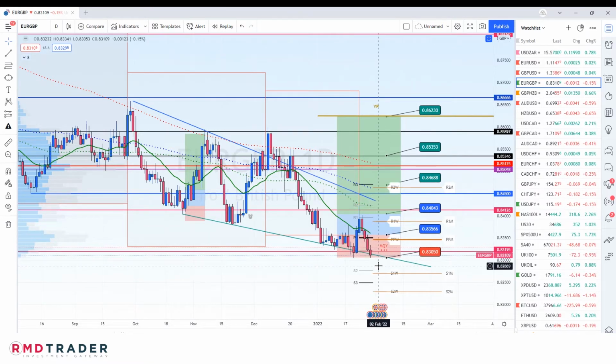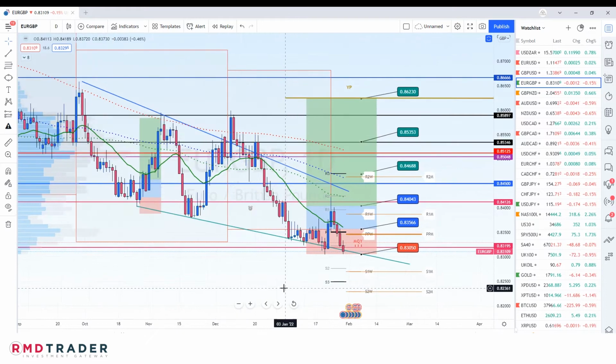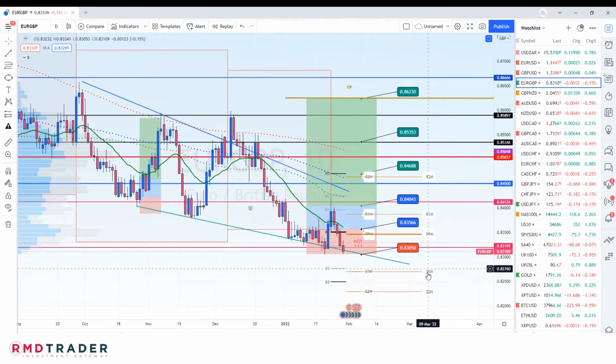Alternatively, if we do continue to break down further, it's difficult to say where price might go, but we can see we have our S1, S2 monthly pivots quite a bit down from where we're currently trading.